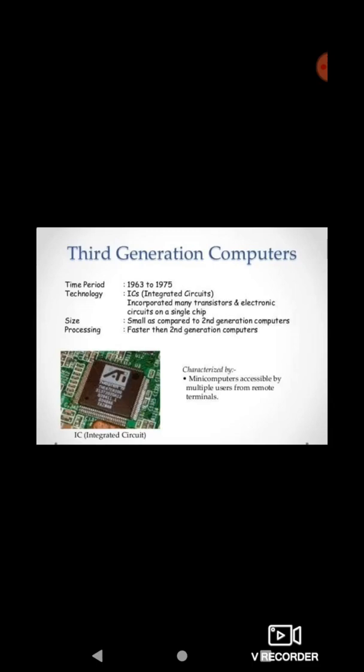In the picture you can see how an IC or an integrated circuit or a chip looks like. These chips will incorporate multiple transistors. As the generation of computers advanced, the speed increased and the size reduced. In this third generation, what was the technology? ICs, like integrated circuits.